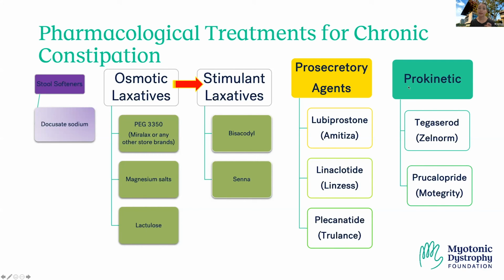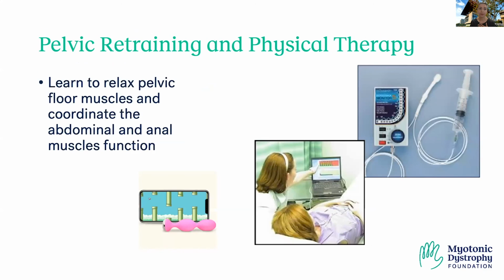The prokinetics, again, remind you that these are the medications that help with the contractions. The two that have been recently approved in the US market are tegaserod or Zelnorm and prucalopride or Motegrity. They can also be used for our patients with myotonic dystrophy, with caution as well.